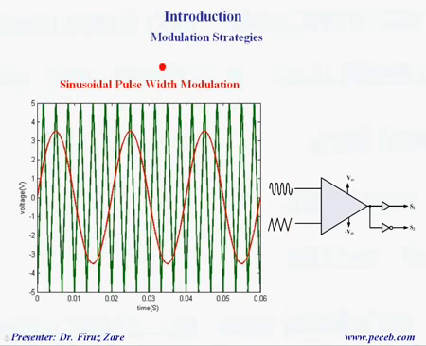As I mentioned before, to improve the quality of the output voltage, we need to have more pulses, or the switching frequency should be increased. So a common method is sinusoidal pulse width modulation. That means we compare a sine wave with a triangular voltage waveform, and using this comparator we can generate the gate signal.